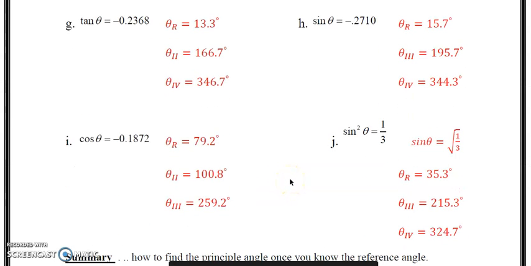Let's look at G. So we have tan theta. Again, it's done the same way. Remember, to get the reference angle, drop the negative here. Just take the inverse tan of the decimal. Don't put the negative in. That'll be your reference angle. And then we know that for tan to be negative, your answers will be quadrant 2 and quadrant 4. All right. So let's grab those values.